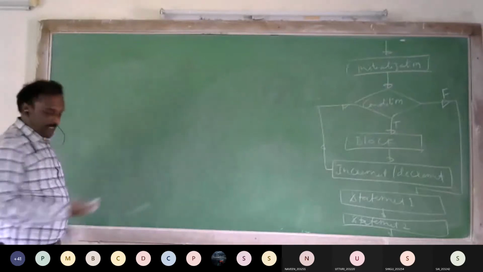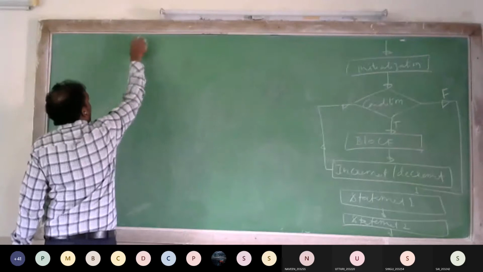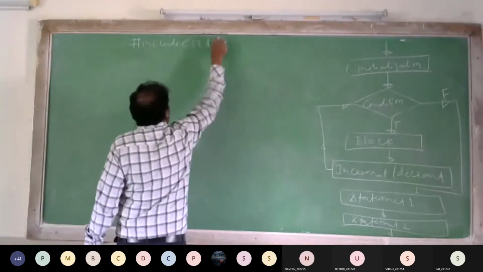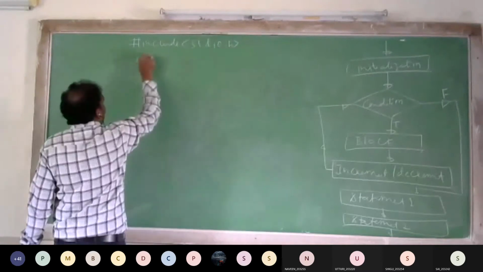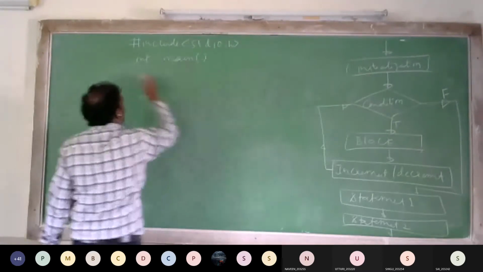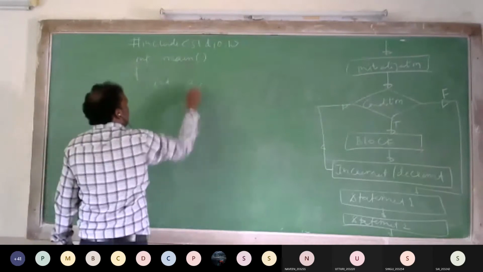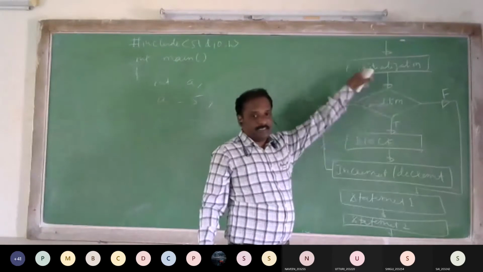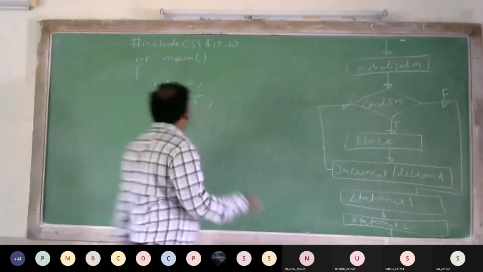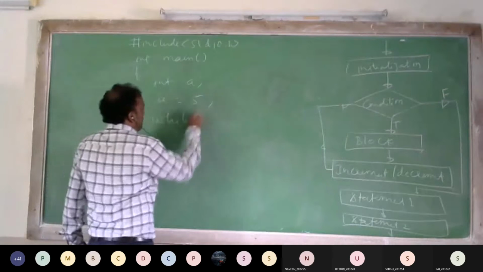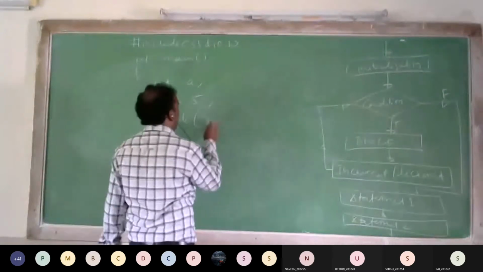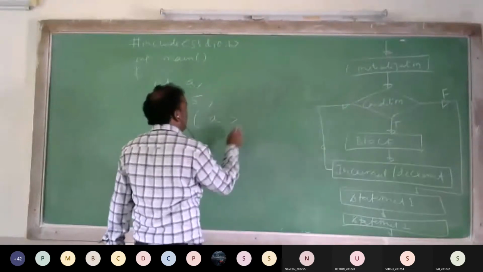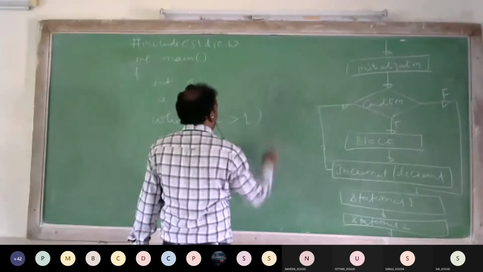Now same program I will write. First statement is include stdio.h. int main, int a. Now first statement is initialization. Now while loop. While condition. Here condition I will check this. A greater than 1.